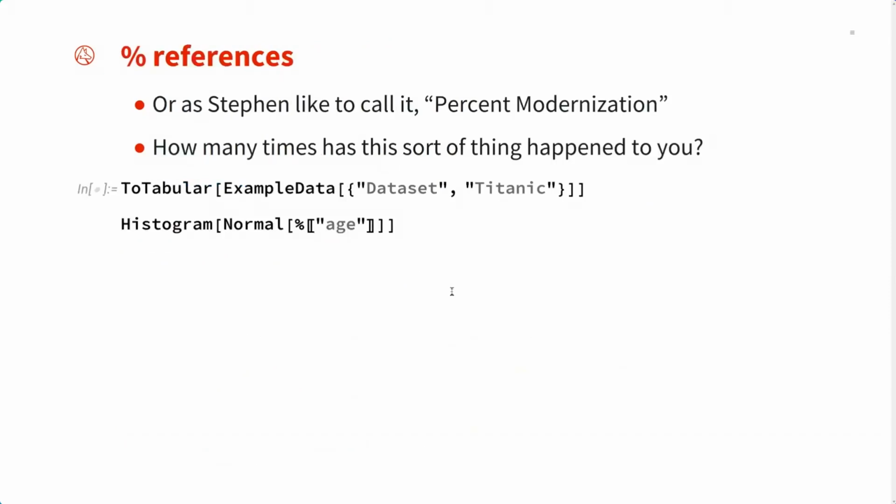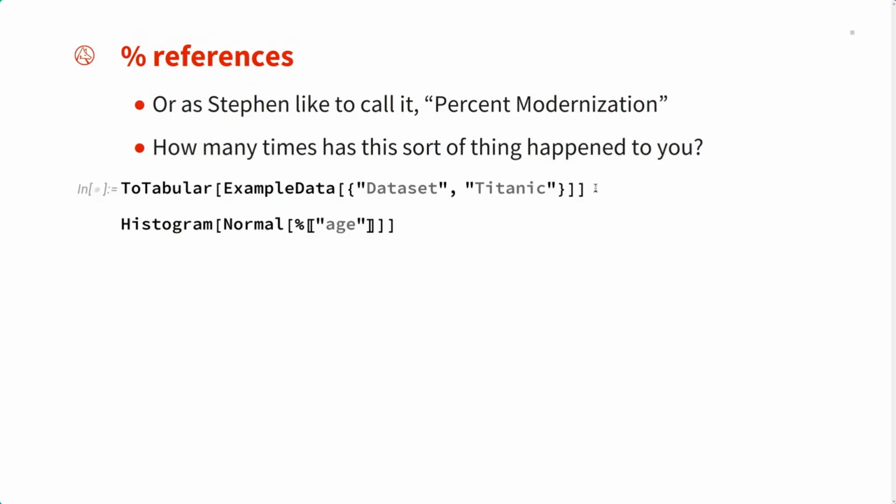Okay, percent references. If you watched Jason Harris's talk earlier today, you will have seen him talk about this. I will not go into anywhere nearly as much detail as he did, but for those who might not have seen it, I'll just run through an example. Stephen, by the way, refers to this as percent modernization. The idea is it's a buffed up version of the percent language element.